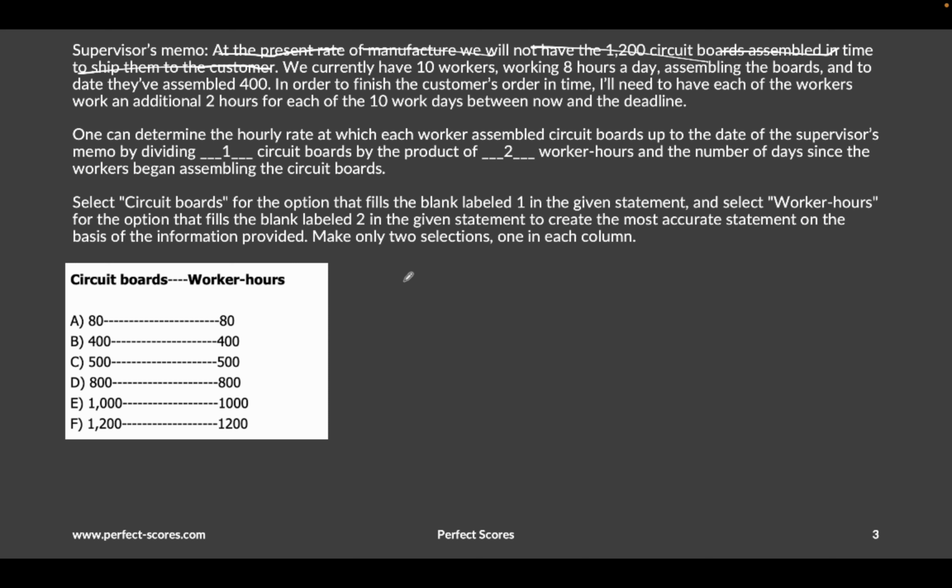So they say they've got 10 workers working 8 hours a day, and they have assembled 400 so far, right? So they have finished 400 units of job. 400 units have been finished, and for those 400 finished, 10 workers have worked, and they have worked 8 hours per day. So that's their rate.